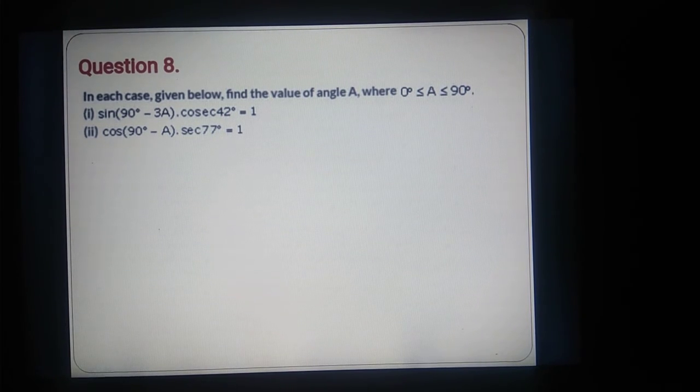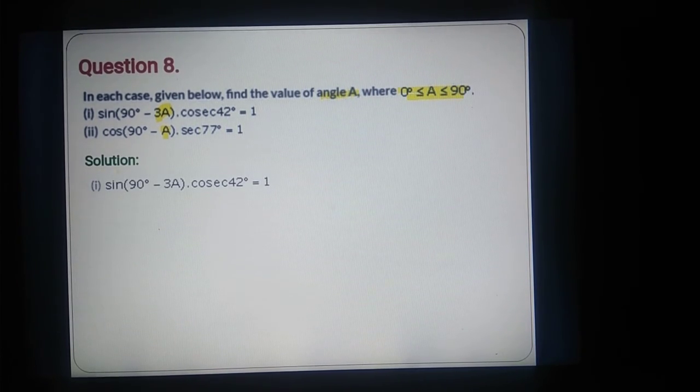Now we'll go to the next question. The question says, in each case given below, find the value of angle A. So we have to find the value of this A and this A. Again, as usual, I'm going to do only one sum, the other one will be done by yourself. It is also mentioned that A should be between 0 and 90 degrees. That means A should be an acute angle. So let me take the first question.